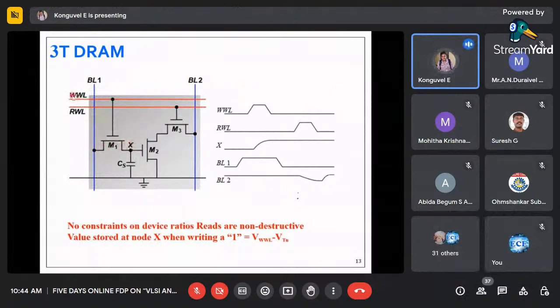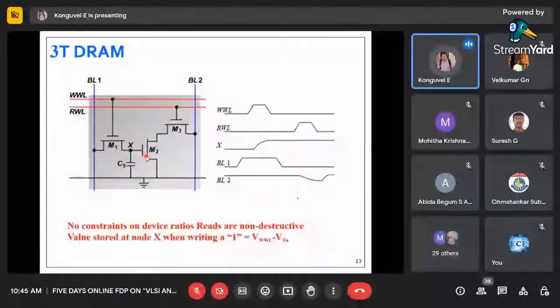All right, now you turn off the WWL, the write word line. Once M1 is turned off, X will stay there itself, because M1 will not act as a switch now. The X value will be maintained, and it will be maintained because of the parasitic capacitance: the drain capacitance of M1 and the gate capacitance of M2.